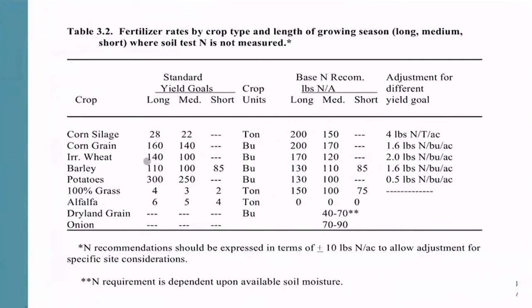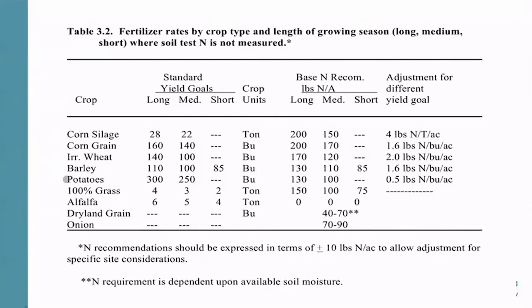So irrigated wheat, in terms of yield goals and things like that, you can be upwards of 140 bushels per acre. And so you could be as high as maybe 170 pounds of nitrogen in terms of base recommendation for the crop. If you don't have that high yield goal, a little bit less, but in between, if your yield goal is somewhere in between, then you can adjust by 2 pounds of nitrogen per bushel per acre.